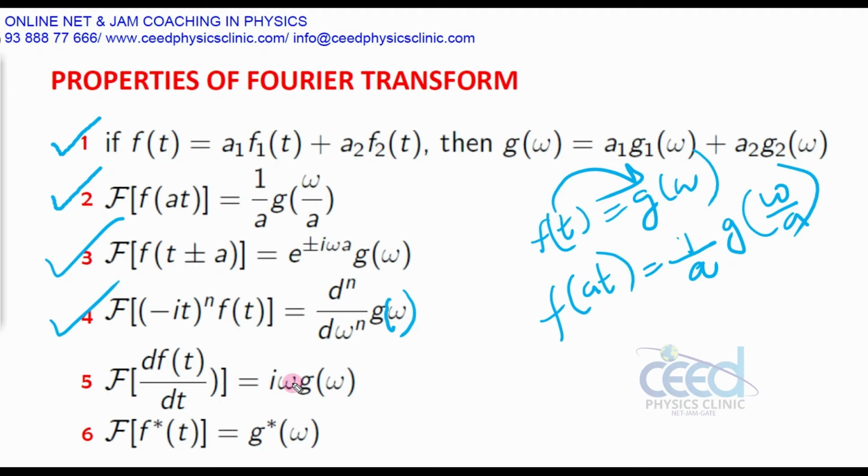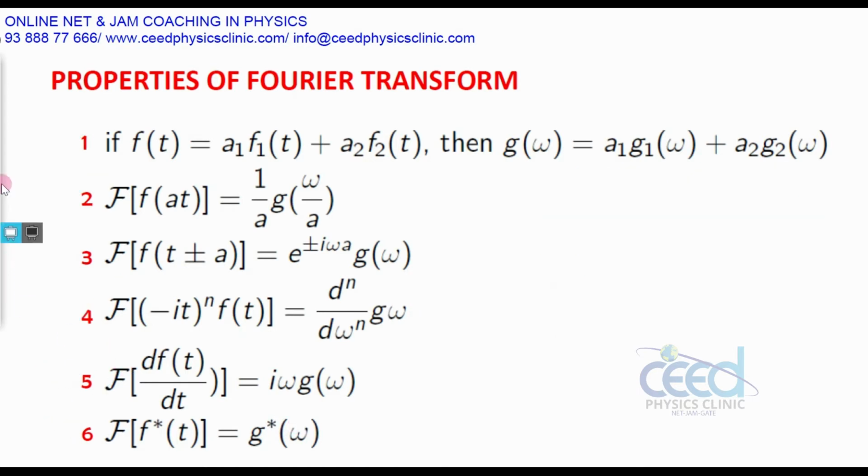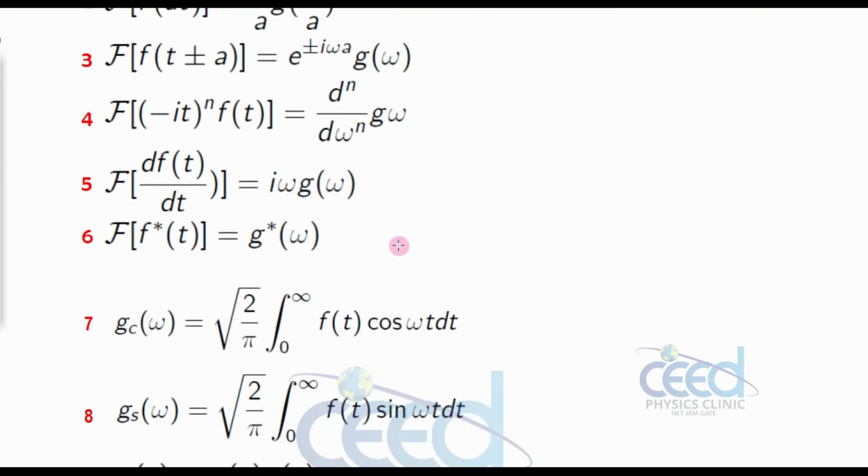Now the complex conjugate: if you take the Fourier transform of the complex conjugate of a function f of t, then the Fourier transform also becomes the complex conjugate, that is g star of omega. So these are the properties which we discussed in the last class, right? And now we are going to discuss some other properties.